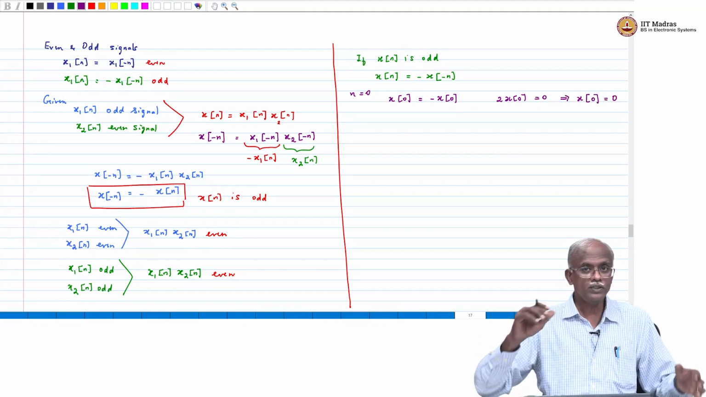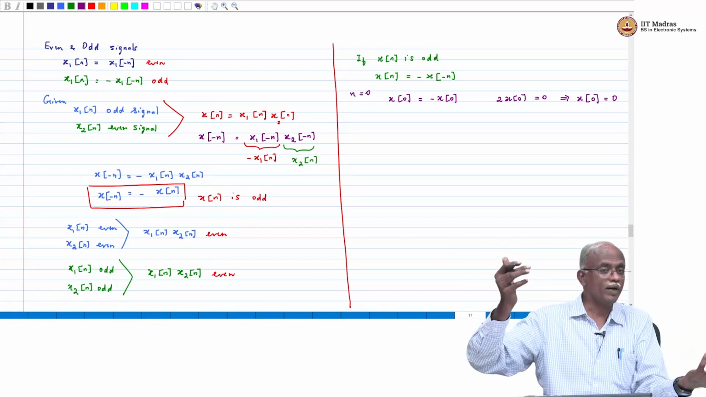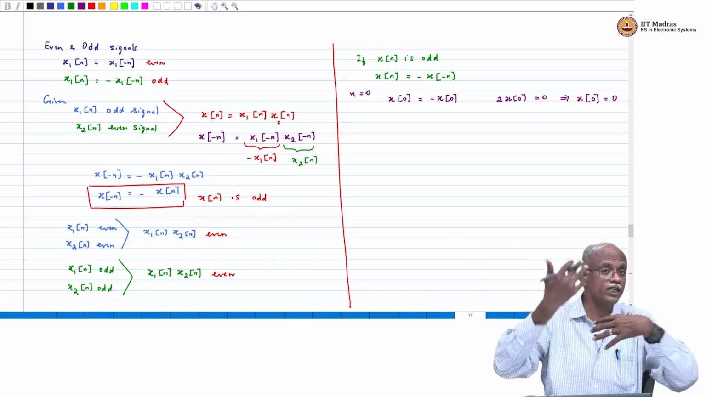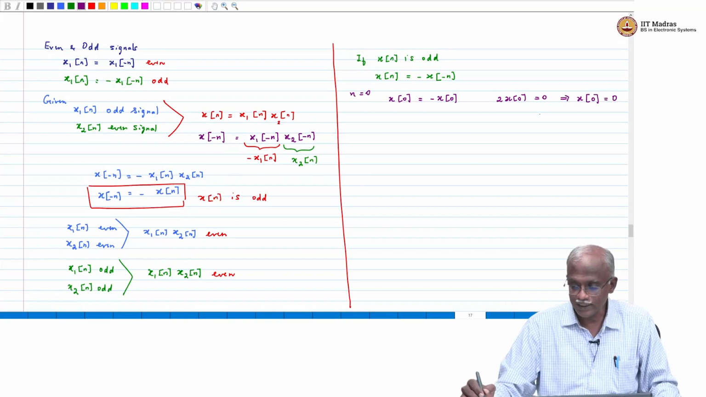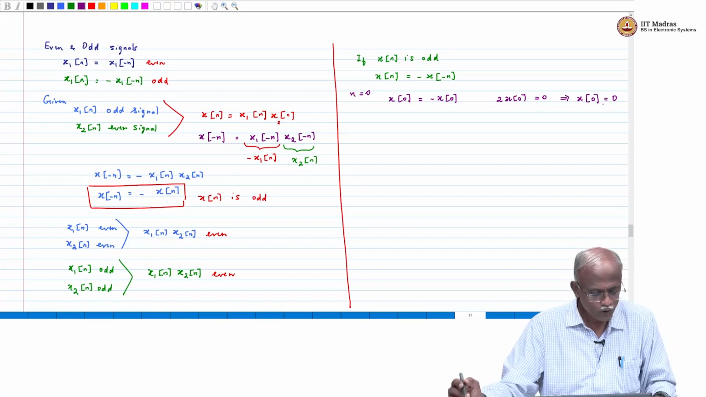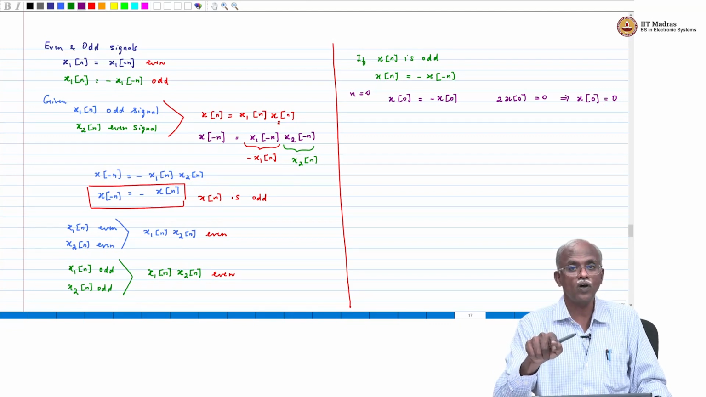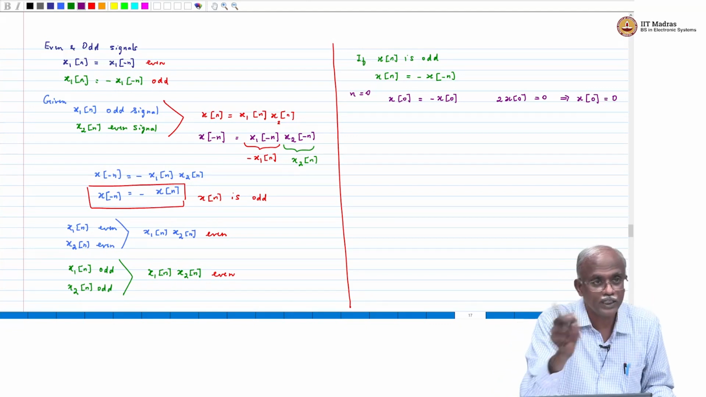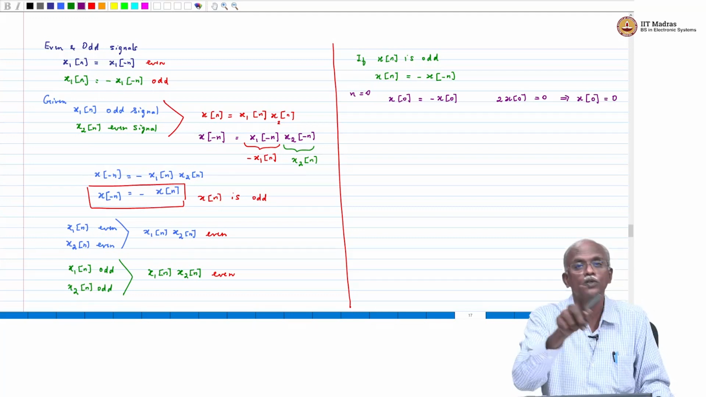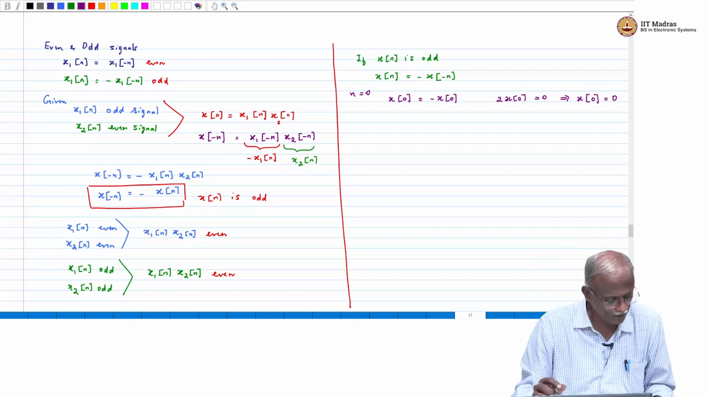Why? Because x of 1 is the same as negative of x of minus 1, but x of 0 has to be the negative of itself, which means that it has to be always 0. So the first thing, if somebody were to give you a sequence and ask you to check whether this sequence is odd, you don't start checking everything. Just ask: is x of 0 equal to 0? If it's not 0, then it is not odd.